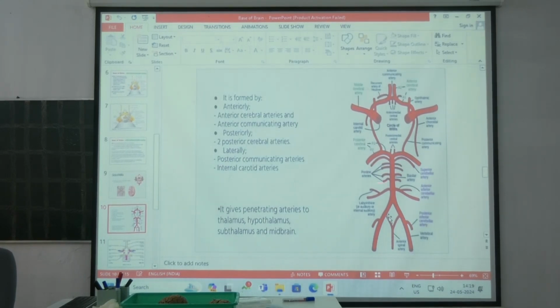So all these arteries together form a circle and supply the important structures of the base of the brain. It gives penetrating arteries to the thalamus, hypothalamus, subthalamus and midbrain. All these are supplied by branches from this circle of Willis.